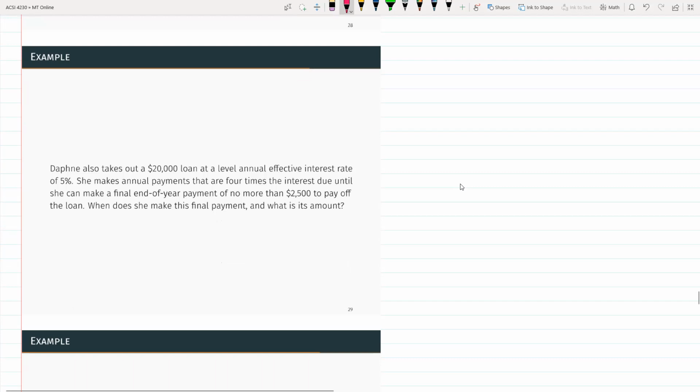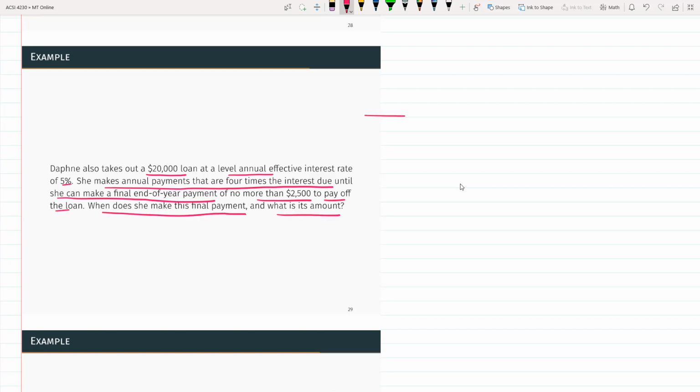So here is the question. Daphne also takes out a 20,000 loan at an annual rate of 5%. She makes annual payments that are 4 times the interest due until she can make the final end-of-year payment of no more than 2,500 to pay off the loan. When does she make this final payment, and what is this amount? So let's try to solve this problem. So here is the timeline. This is 0.